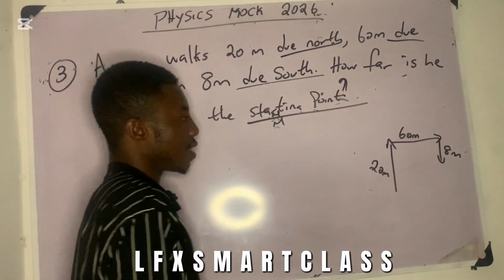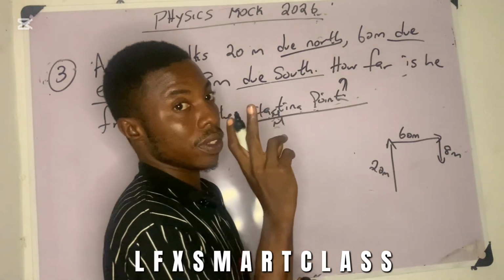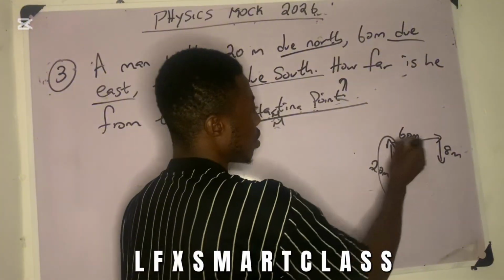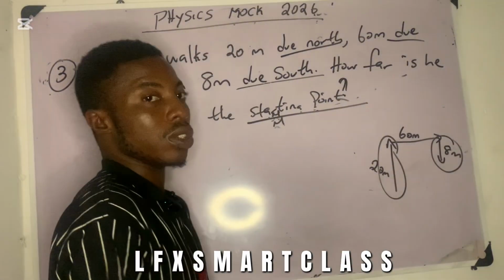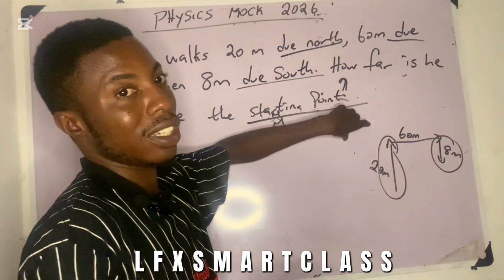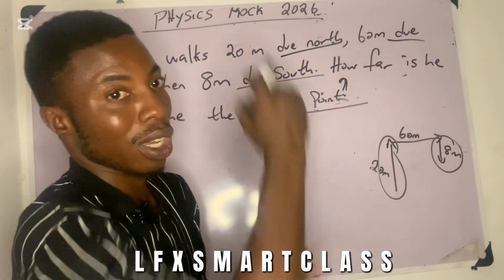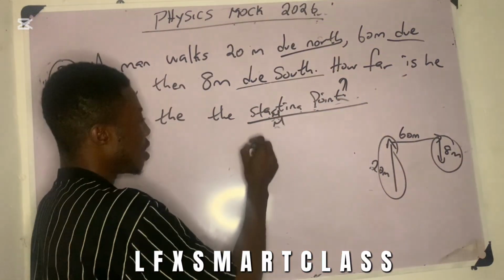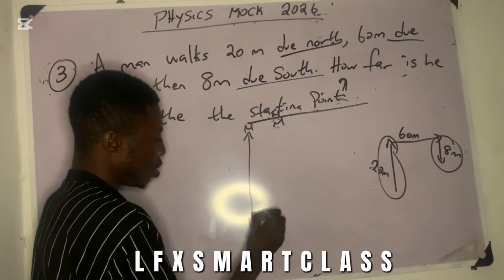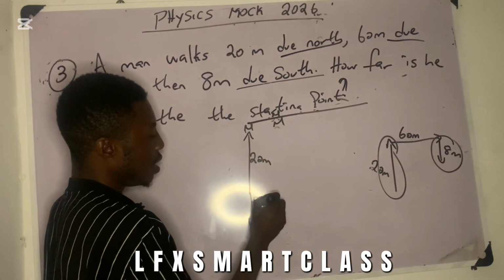So if you have a question like this, the first thing to do is to resolve it so we can have two directions, so it's easier for us. This direction and this direction are opposite to each other, so we can resolve them first. This direction does not have a counter-opposite distance, so we are only resolving the ones that are opposite to each other. So we bring together your north and your south. Here is your 20 meters, and here is your 8 meters.